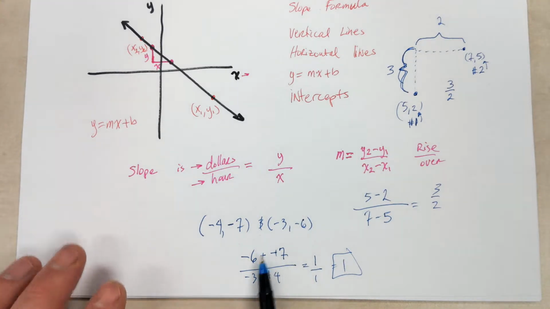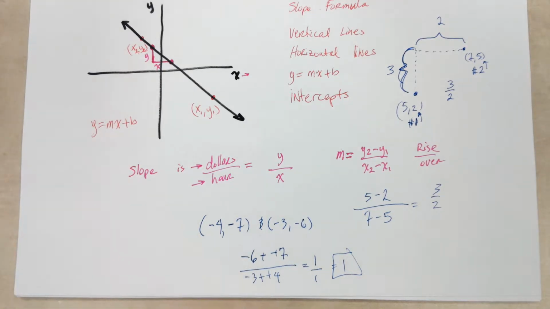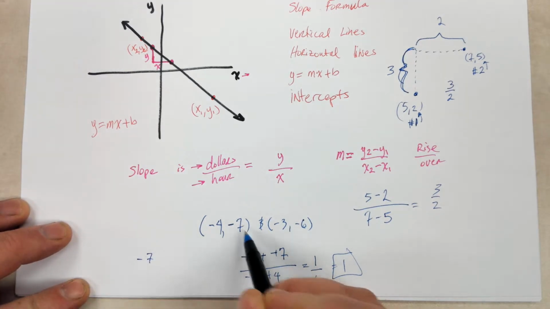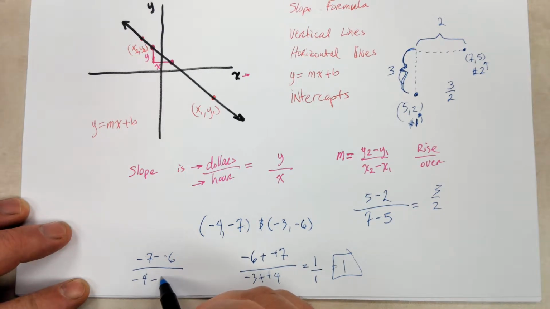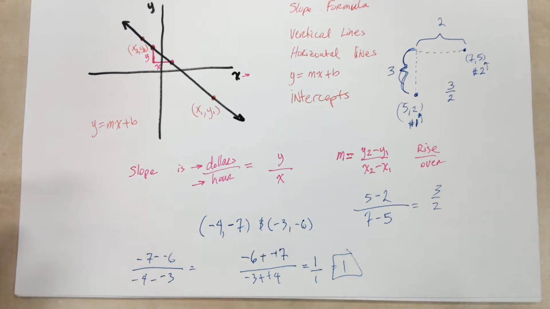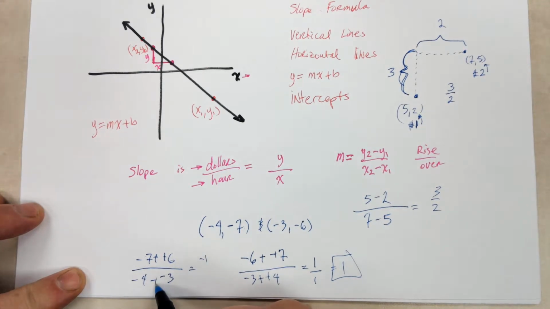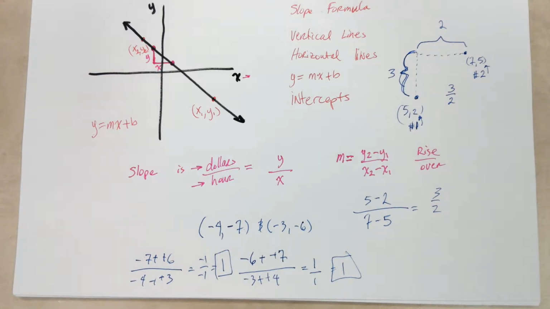You get the same answer if you use, so here we used this one to go first, we used 6. You get the same answer either way. Like here, I'll go ahead and show you. Negative 7 first this time, minus negative 6, and then negative 4 minus negative 3. You're going to get the same answer because that's negative 1 divided by negative 1, which is still positive 1. Negative divided by negative is positive.